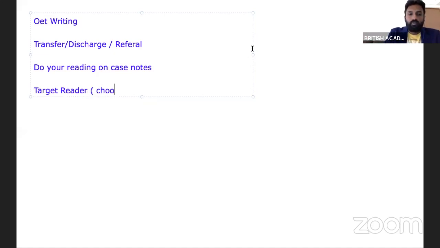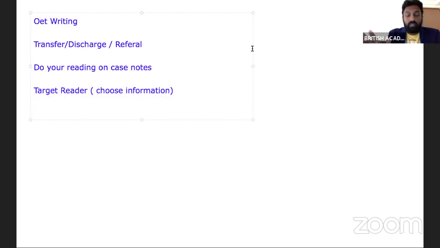When you read your case notes, what I want most of you to do is be very sure to identify the target reader first. Please understand why we keep repeating this and focusing on the target reader. If you are very sure to whom you're writing the letter, it will be easy for you to choose the relevant information. In OET, they are specific about the kind of information you choose. They want to see how competent a nurse you are, that you are able to choose information and process it in proper sentences.